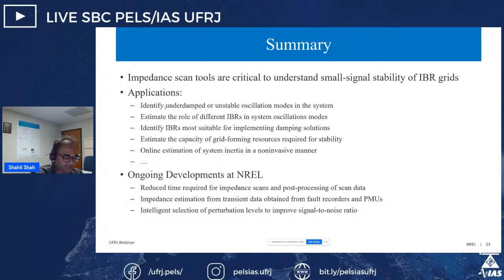The reason being the high frequency modes, they don't travel farther in power system. So that's why the speed of impedance scan is a big challenge. Second is how we can parallelize this problem. Right now, as I said, our tool uses the impedance scan at one IBR, but if I want to understand the stability impact of 5 IBRs at a time, what should be our approach? That will again reduce the time required to do this study.